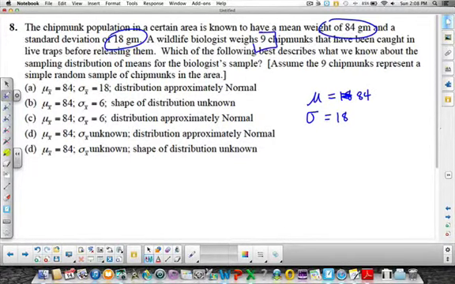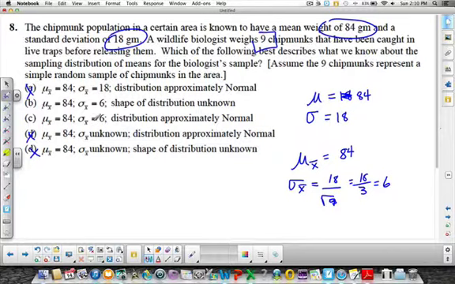We're taking a sample of size 9, so the mean of my sampling distribution should be the same as that of the population, and the standard deviation of the sampling distribution is going to be the standard deviation of the population divided by the square root of the sample size, which in this case is 9. The square root of 9 is 3, and 18 divided by 3 is 6. So we can eliminate A, D, and E. The mean is 84, the standard deviation is 6.